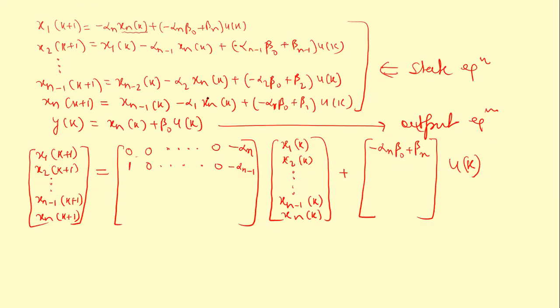So then we have this term, UK term. So it would be minus alpha n minus 1 beta naught plus beta n minus 1, right? Similarly, we'll keep on doing this, and eventually we will have xn minus 1k plus 1. So it has xn minus 2k. So we will have 0, 0.